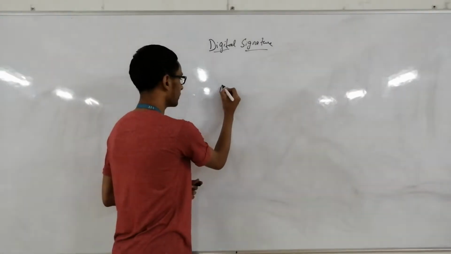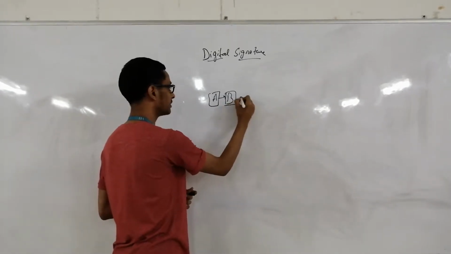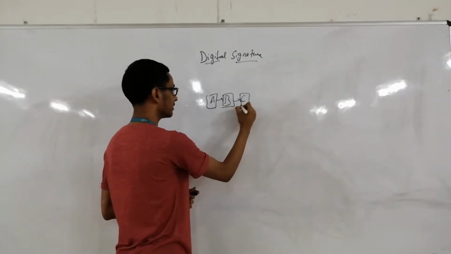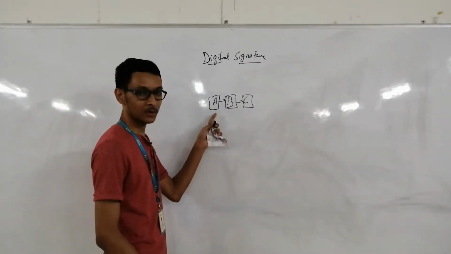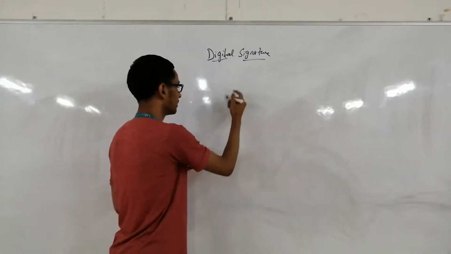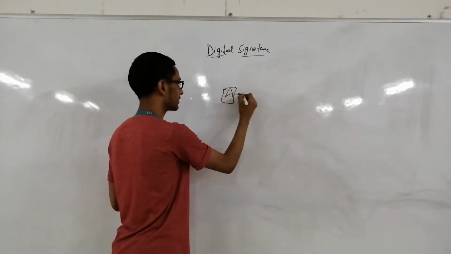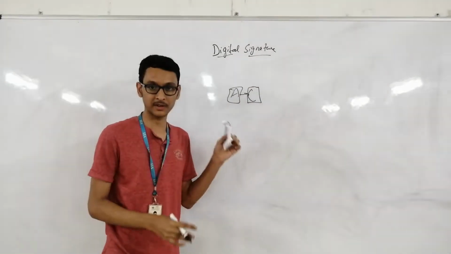Suppose a person A is sending some data to B and B is sending it to C, then this may not be authentic because it's not coming directly from the original source. But if A is sending directly to C, this proves that the message is authentic.